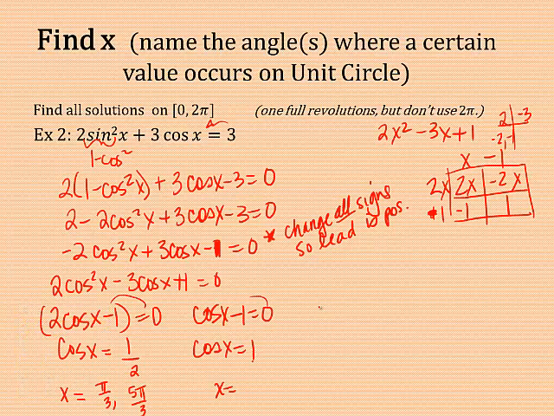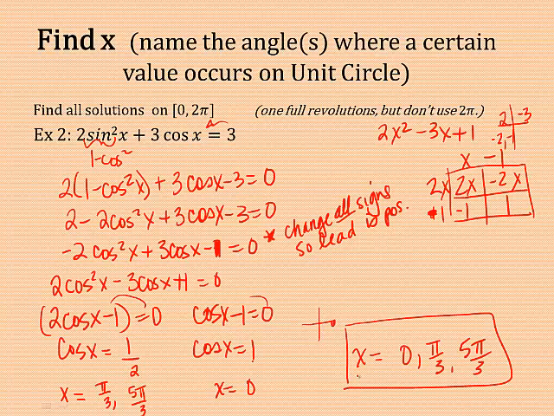Where's the cosine positive 1? Well, that's just right here. That's where x is 0. So put your answers now in order from 0, pi over 3, 5 pi over 3. All right, there you go.